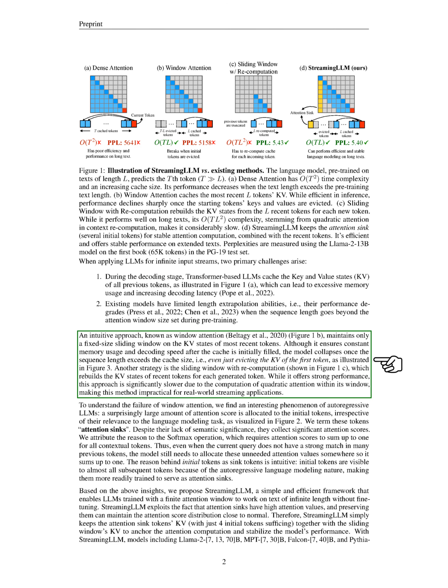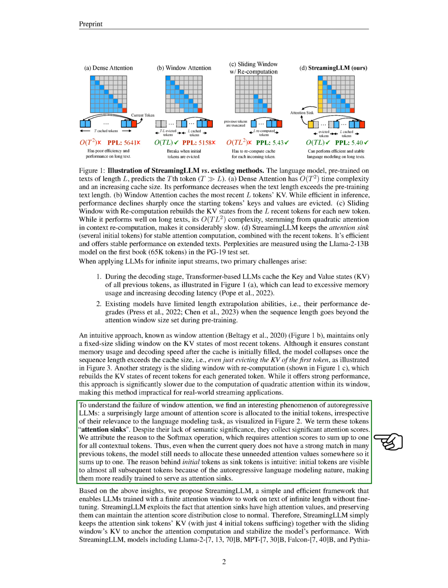One approach to address these challenges is window attention, which maintains a fixed-size sliding window on the KV states of the most recent tokens. While this ensures constant memory usage and decoding speed, the model fails once the sequence length exceeds the cache size. Another strategy is the sliding window with recomputation, which rebuilds the KV states of recent tokens for each generated token. Although this approach performs well, it's significantly slower due to the computation of quadratic attention within its window, making it impractical for real-world streaming applications.